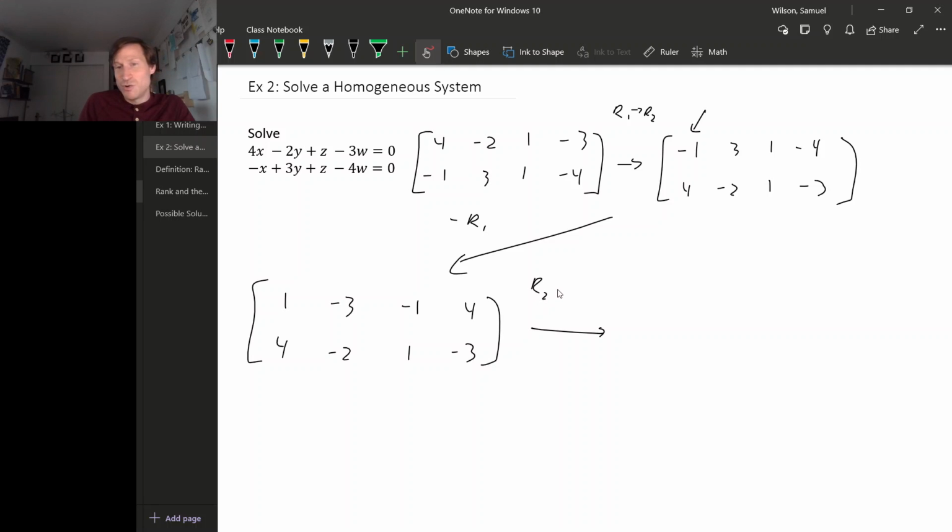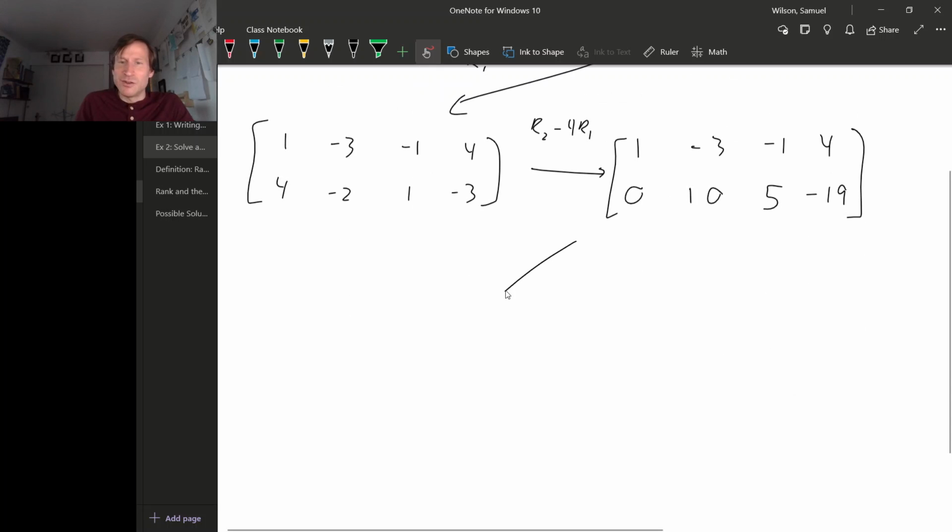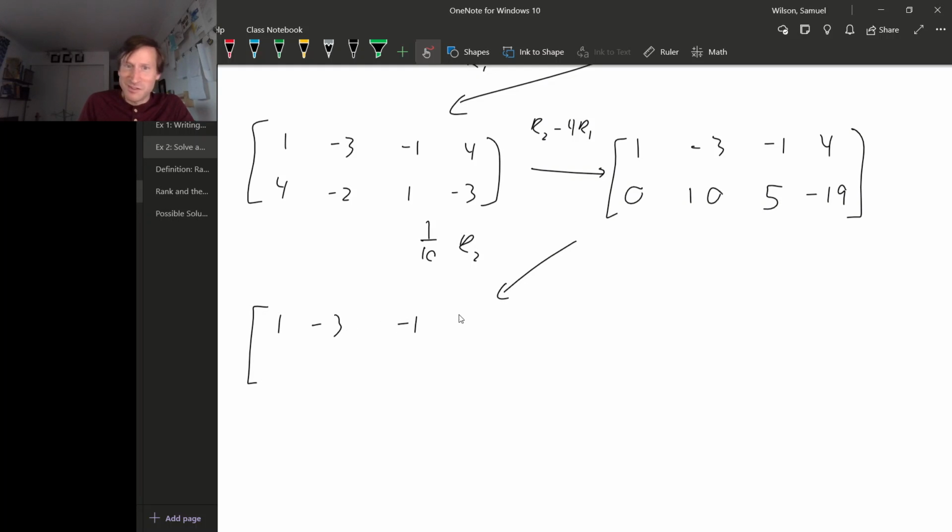And then we're going to do row 2 minus 4 times row 1. So 1, minus 3, minus 1, 4. And then 4 minus 4 times 1 is 0. Minus 2 minus 4 times minus 3, so that's plus 12, so 10. And then 1 plus 4, so 5. And then minus 3 minus another 16, minus 19. So now we need to take row 2 and divide by 10: 1, minus 3, minus 1, 4, and 0, 1, 1/2, and negative 19 over 10.